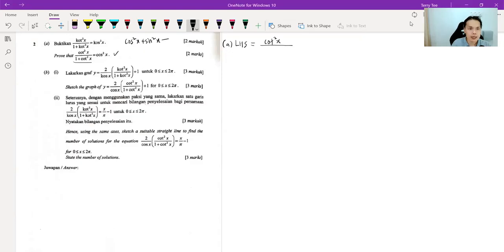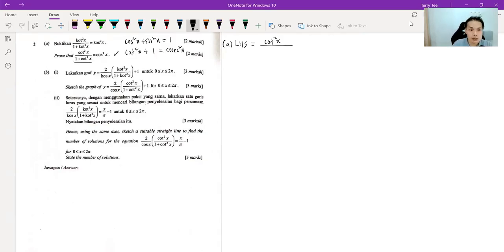When you divide by sine square, cos divided by sine is cotangent, and then you have sine square divided by sine square is 1, and 1 over sine square is cosecant square. Yeah, this formula is actually given in the exam.